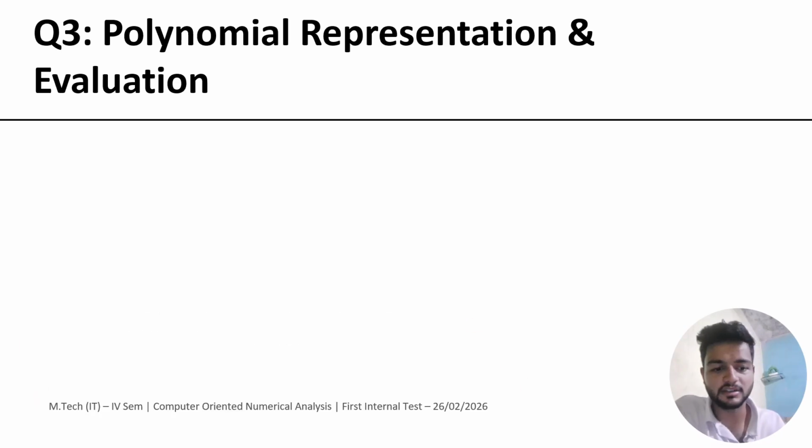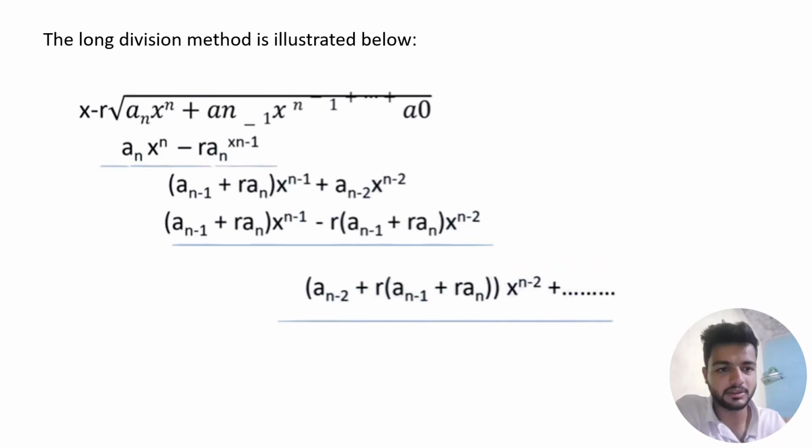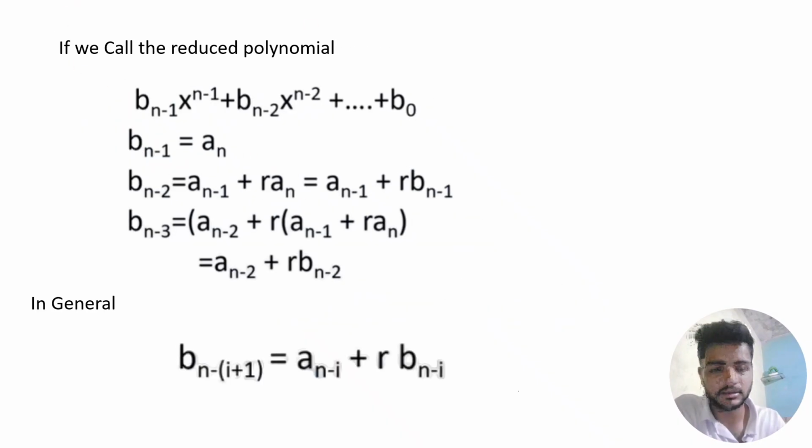Polynomial representation and evaluation. As another illustration of the formation of the recurrence relation, we will consider the problem of dividing a polynomial where r is a root of the original polynomial. The long division method is illustrated below. We'll do long division to find the reduced polynomial.